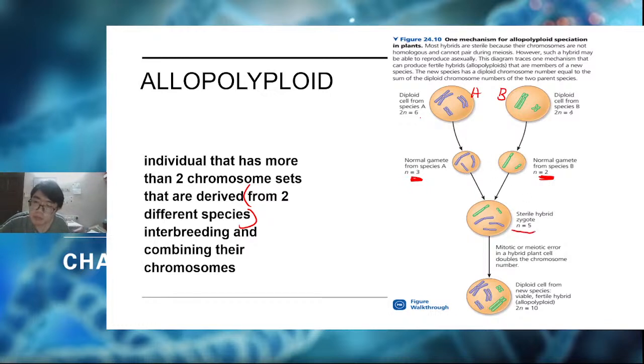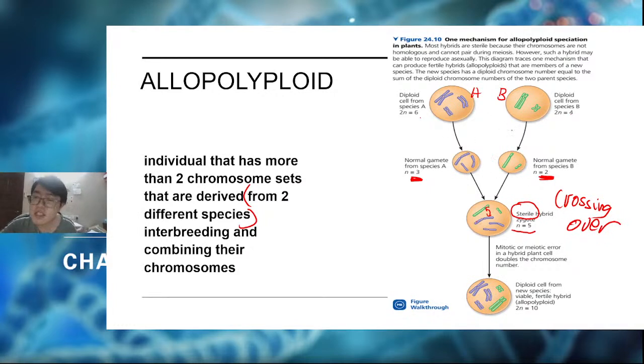They will get a zygote with n equal to 5, and this is called a hybrid zygote. It cannot produce offspring. Why? Because the chromosomes of this zygote cannot interbreed with each other. It cannot do crossing over. Our meiosis has to do crossing over, but it cannot, because the chromosomes are not the same.